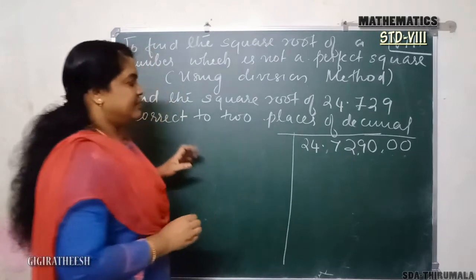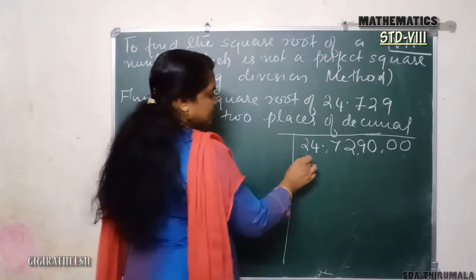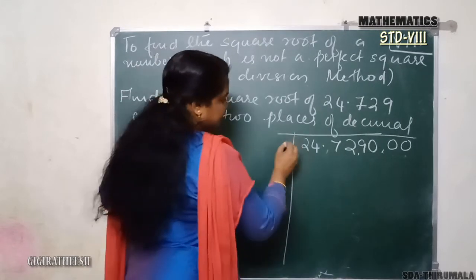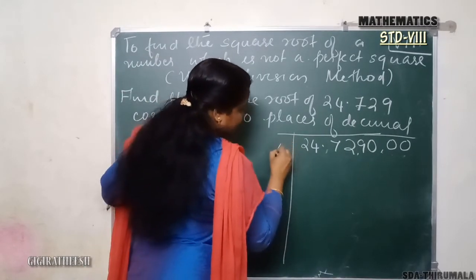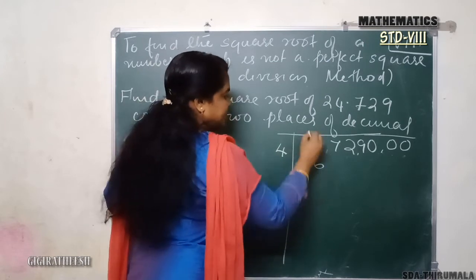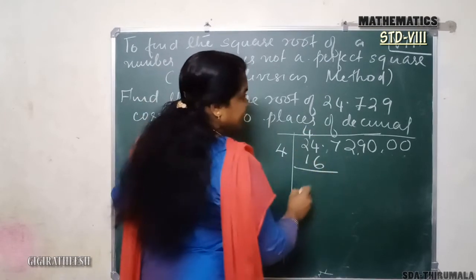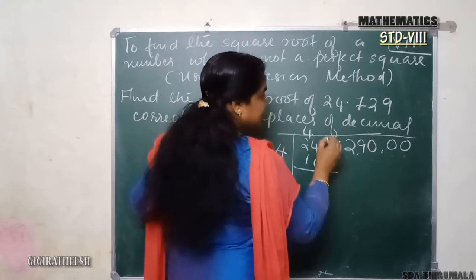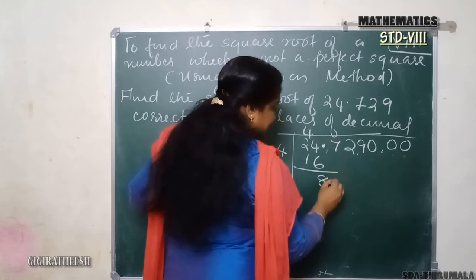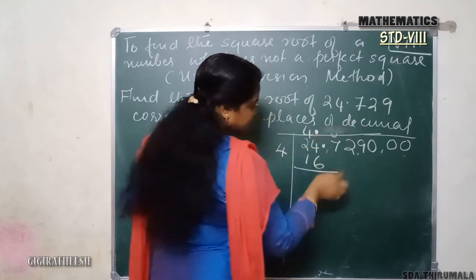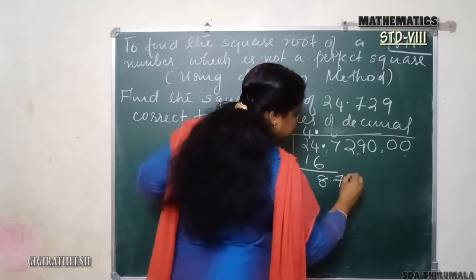Now we start dividing. Here we have 24. 5 into 5 is 25, which is too big, so we take 4. 4 is the perfect square: 4 fours are 16, and the balance is 8. Then put the decimal here, and take down the 72.